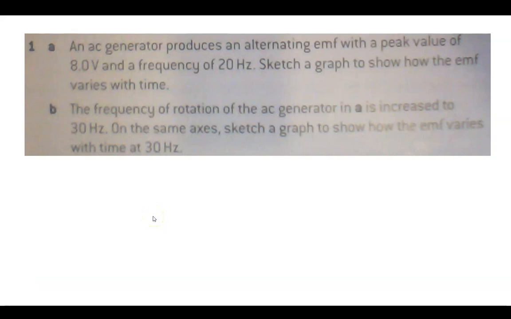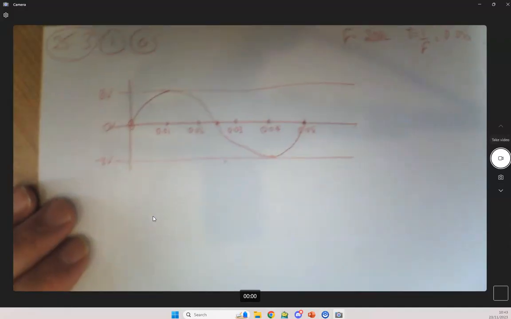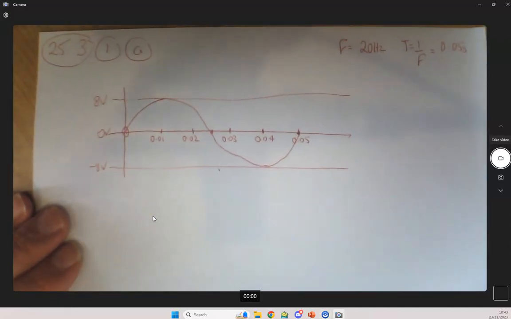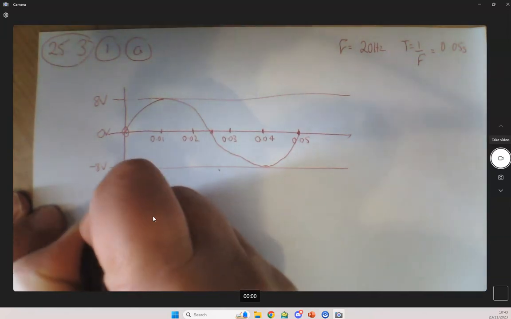Okay, so part A, we had a generator producing an alternating EMF with a peak of 8 volts, frequency of 20 hertz, and we sketched a graph of it. Part B, we were told the frequency of the rotation of the AC generator is increased to 30 hertz, and we got on the same axis, sketch a graph to show how the EMF varies with time at 30 hertz. So if we jump back across, I've got my answer to 1A up now. So we're going on to 1B.